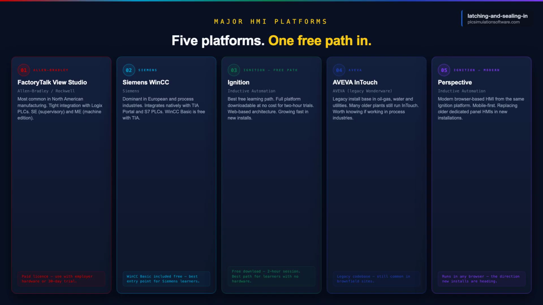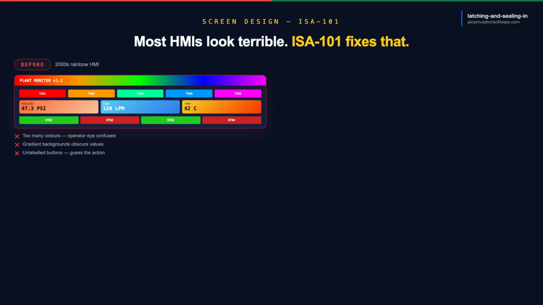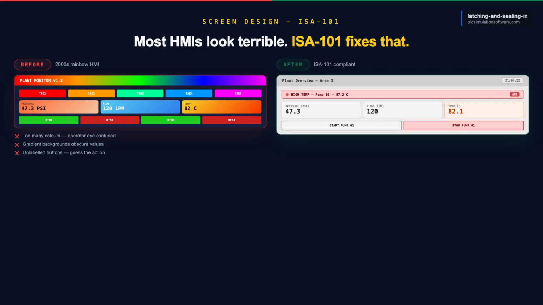Screen design fundamentals follow the ISA-101 standard from 2015. The principles look counterintuitive at first, but reduce operator errors dramatically after the first few shifts. Light gray backgrounds, not black or white. High contrast only on critical data, the things operators must notice. Restricted color palette. Color is reserved for status indication, never decoration. Consistent layout across every screen on the same plant. Alarm placement in a fixed location, always the same area of the screen.